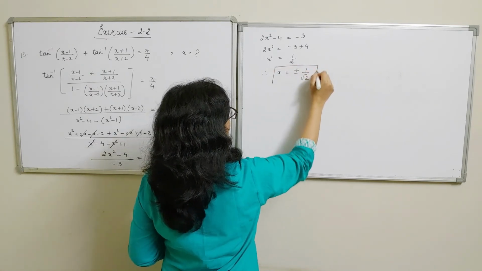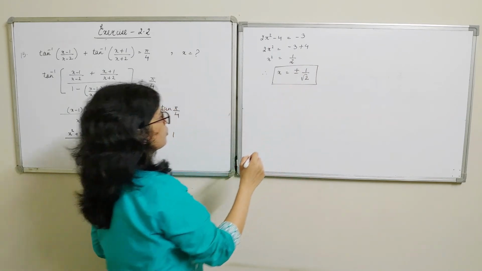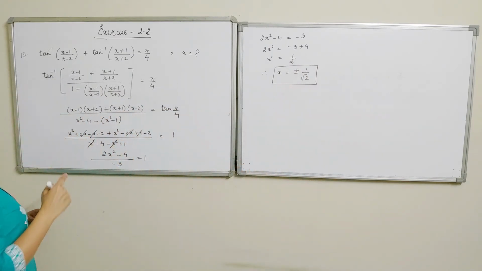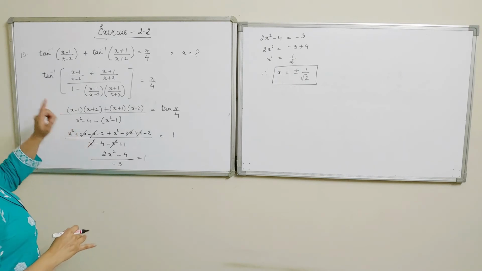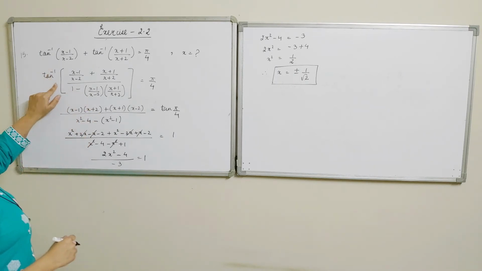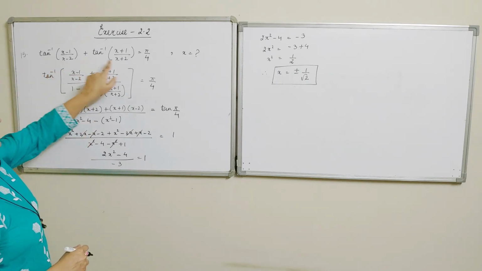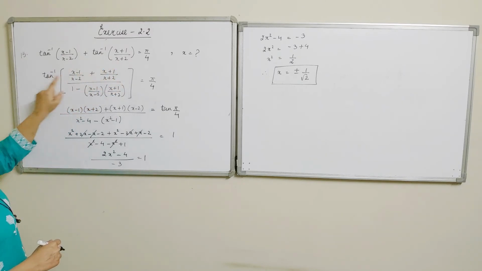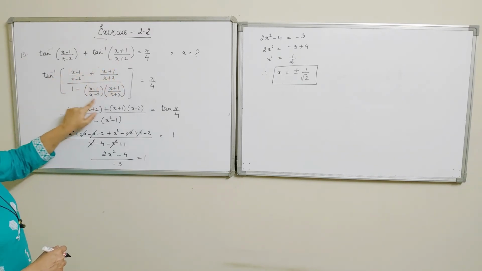So we are getting two values of x. Now we will cross check, are both values possible or not, because we can't leave the solution here. How do we check that? We have used this identity, tan inverse x plus tan inverse y is tan inverse of (x plus y upon 1 minus xy).